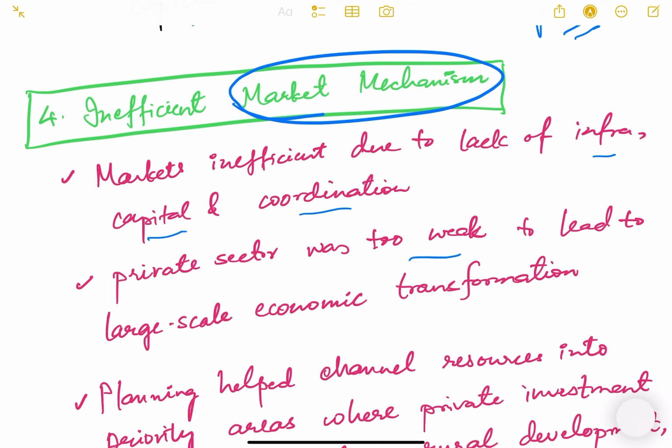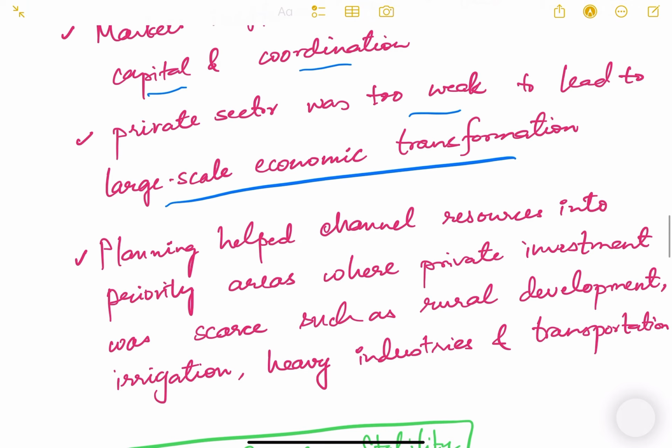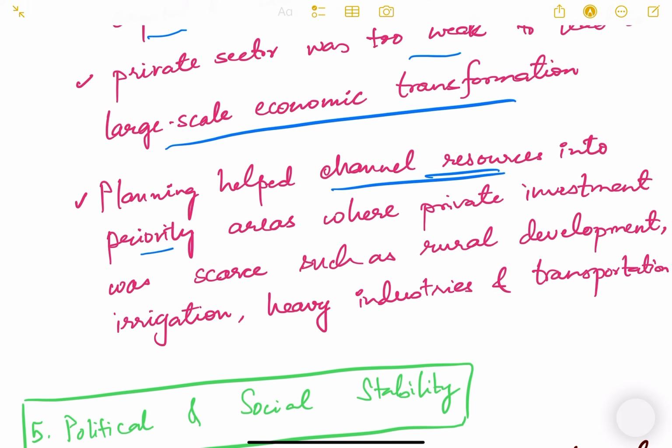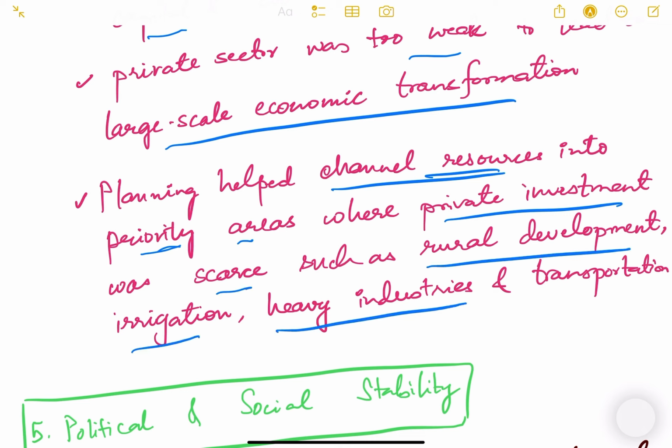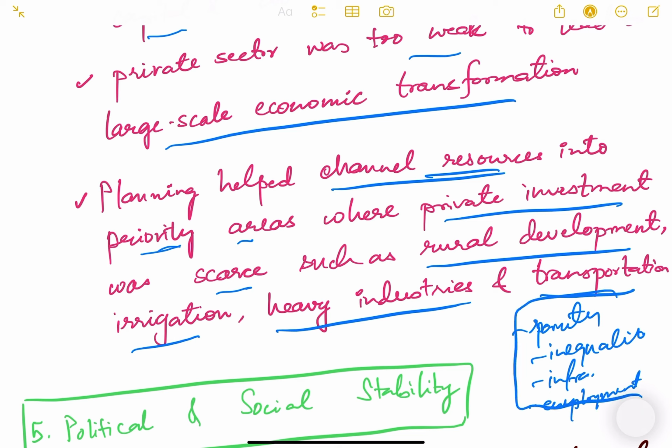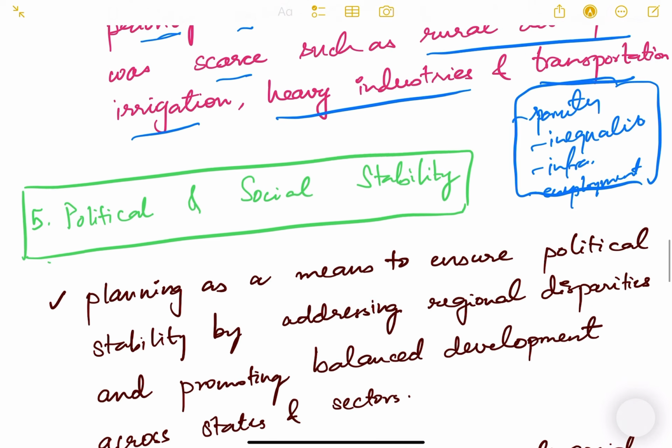The private sector was too weak to lead to large scale economic transformation, and planning helped channel resources into priority areas where private investment was scarce, such as rural development, irrigation, heavy industries and transportation. So planning was necessary to invest into these areas, which was necessary to reduce poverty, reduce inequality, develop infrastructure in the country, and to generate employment. So these were the basic goals with which we planned in our initial years.